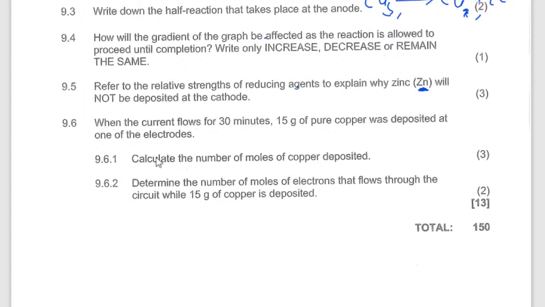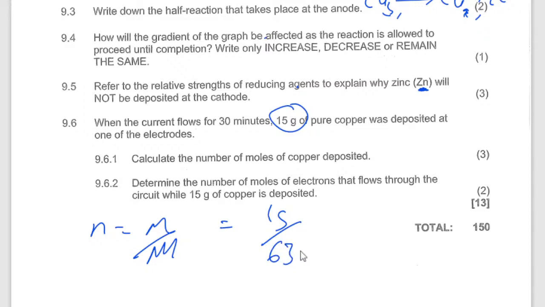Then they're saying that when current flows for 30 minutes, 15 grams of pure copper was deposited. Calculate the number of moles of copper. This one is simple. Number of moles is equal to mass over molar mass, so 15 divided by the molar mass of copper. What is the molar mass of copper? Based on the periodic table, it's supposed to be 64, but here it is 63.5.